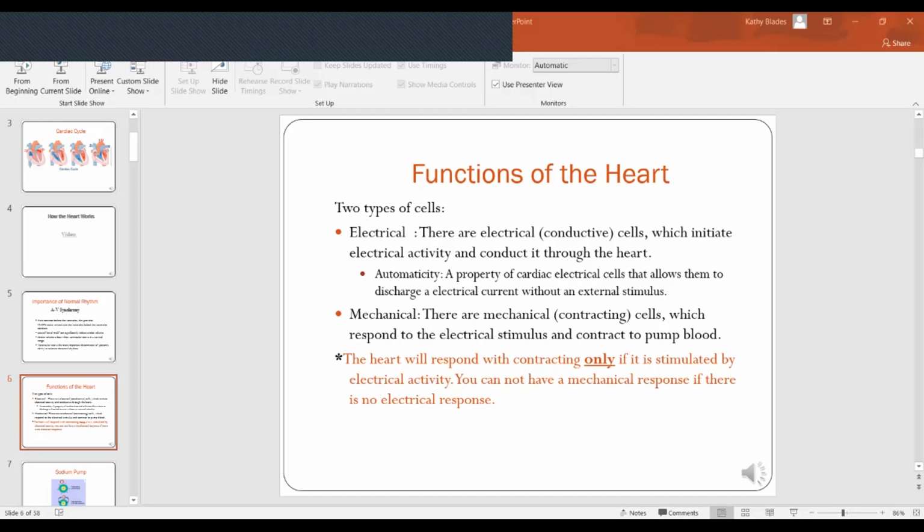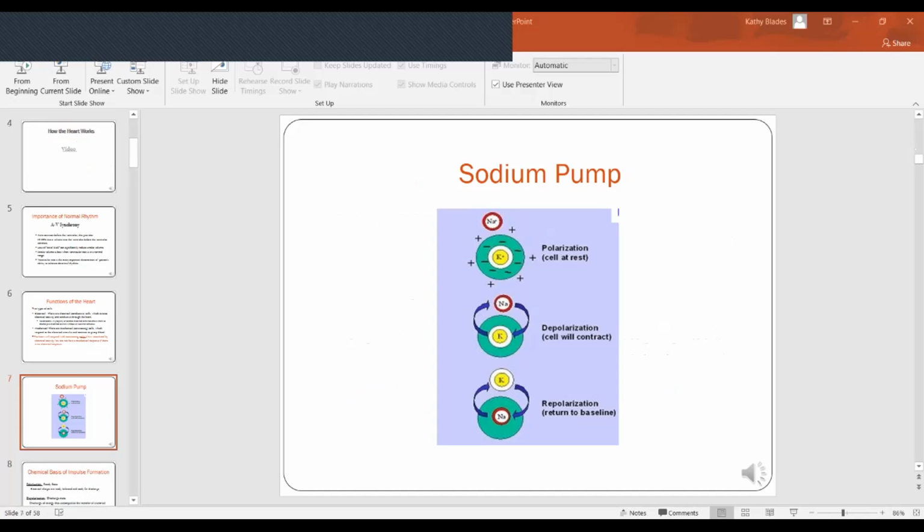So then you have the mechanical cells. These are the contracting cells, and they respond to the electrical stimulus and contract to pump the blood. The heart will respond with contracting only if stimulated by electrical activity. You cannot have a mechanical response if there's no electrical response. That's why they use the paddles and shock someone, because they need an electrical current in their heart, sometimes to stop it and make it restart in a better rhythm, and sometimes just to make it start.